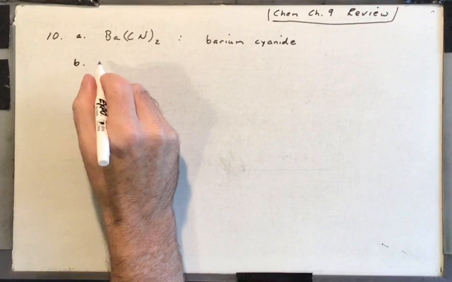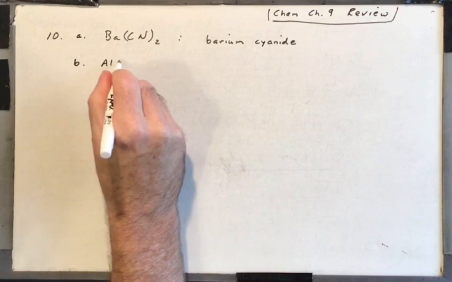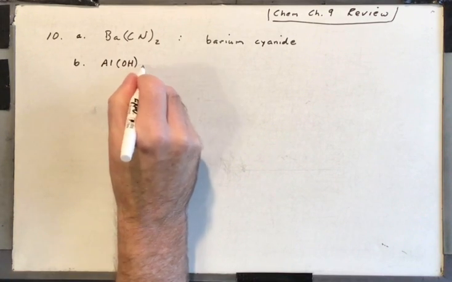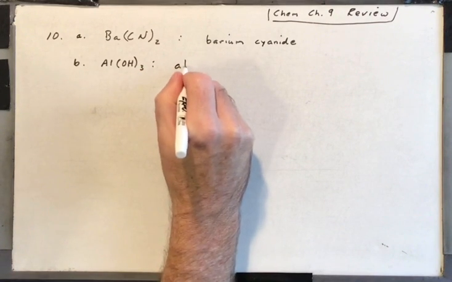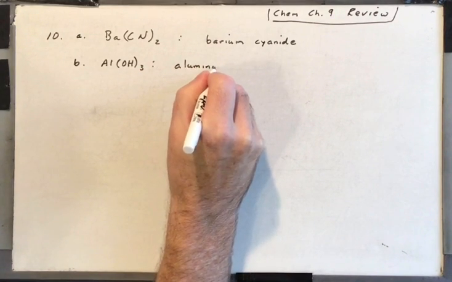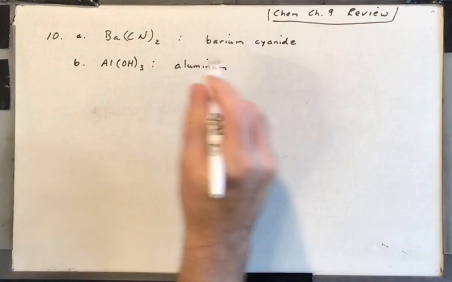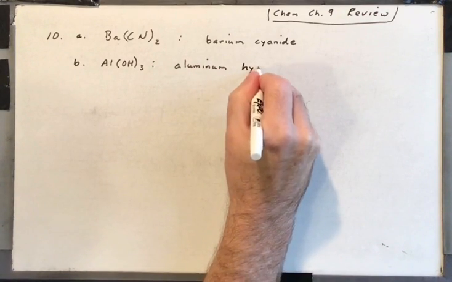The second one we have is AlOH3. You know that Al is aluminum. OH, look at the table, it is hydroxide.